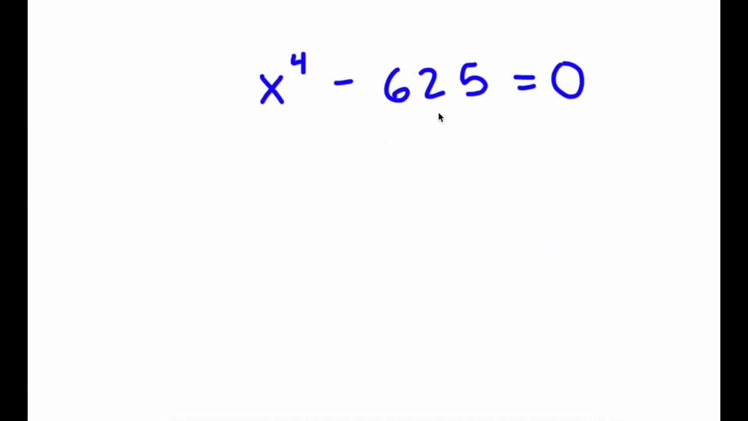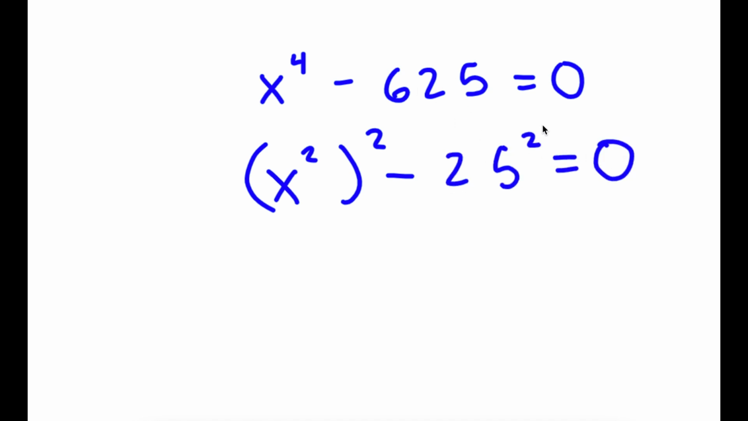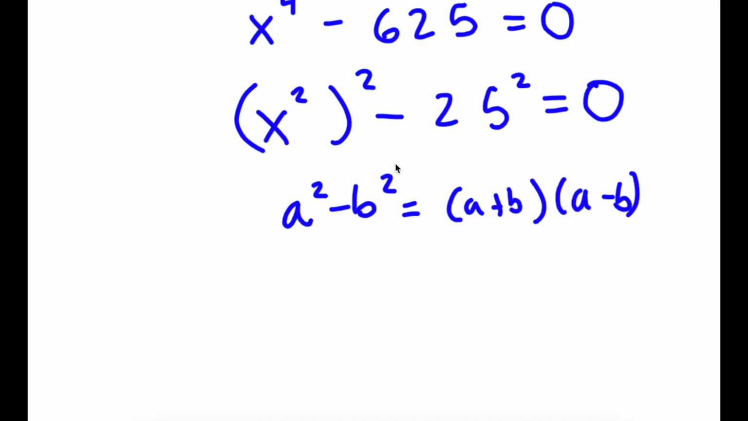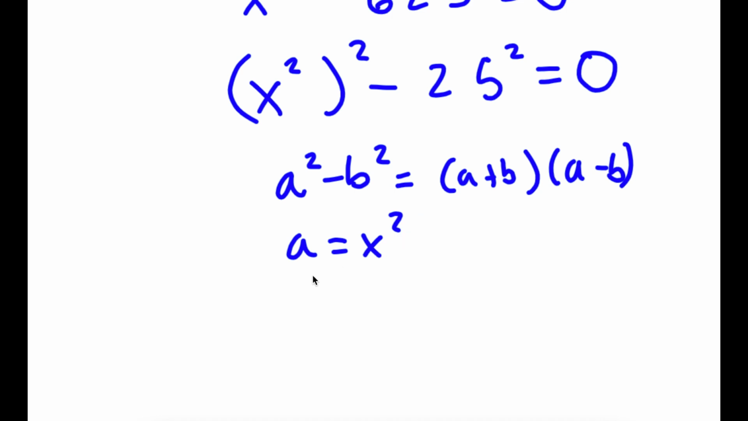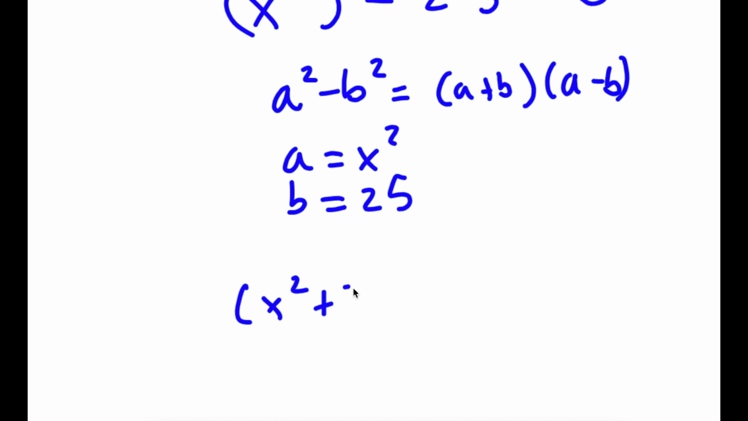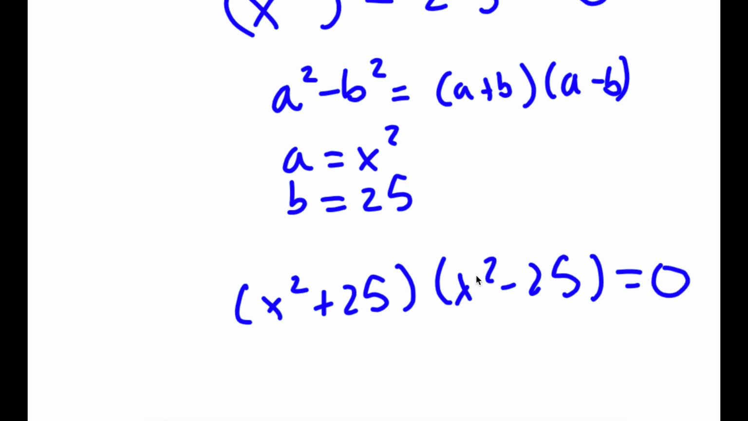Alright, so in this problem, I have x to the power of 4 minus 625 is equal to 0. To solve this, I'm going to first start by rewriting x to the power of 4 here as x squared to the power of 2, and rewriting 625 as 25 squared. Now, if I have something in the form a squared minus b squared, this is equal to a plus b times a minus b. In this case, a is x squared and b is 25. So now I have x squared plus 25 times x squared minus 25 is equal to 0.